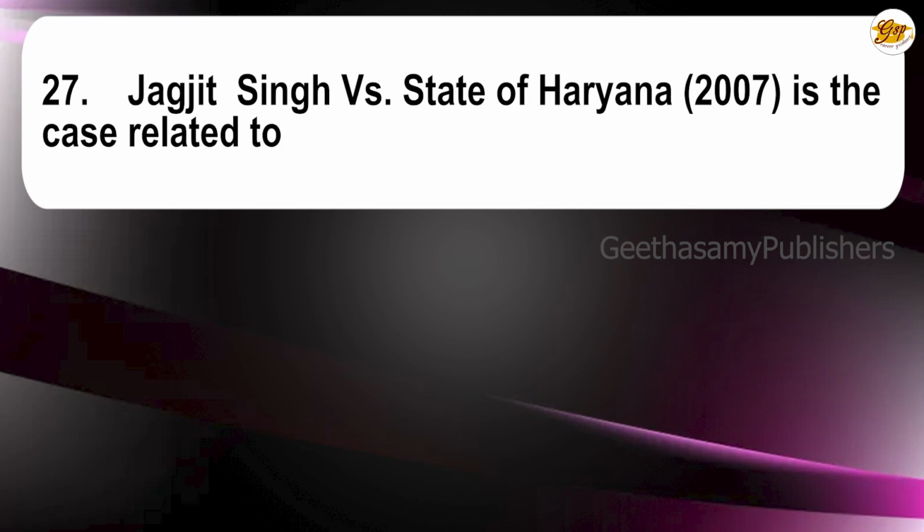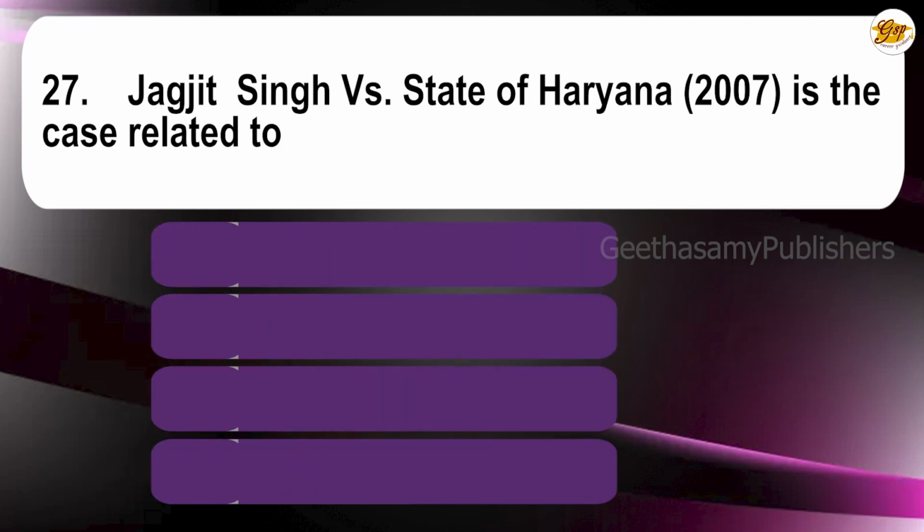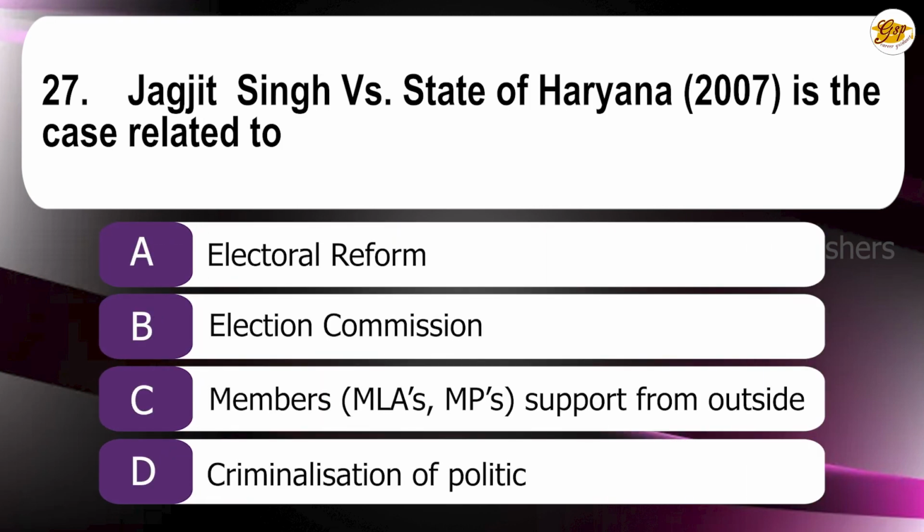27th question. Jagdeep Singh versus State of Haryana 2007 is a case related to A. Electoral reform. B. Election Commission. C. Members, MLAs and MPs support from outside. D. Criminalization of politics. The correct answer is C. Members, MLAs, MPs support from outside.